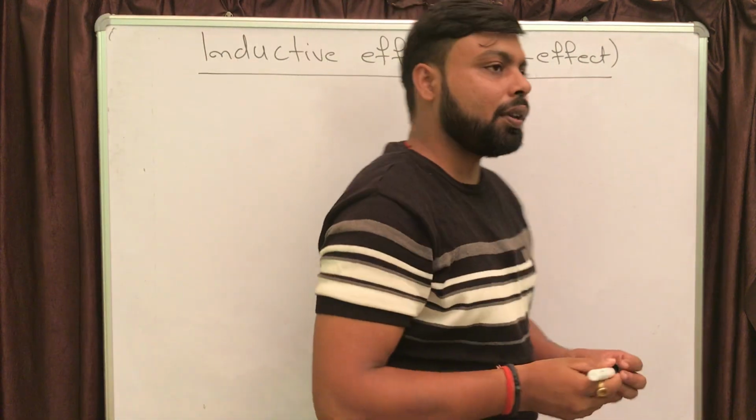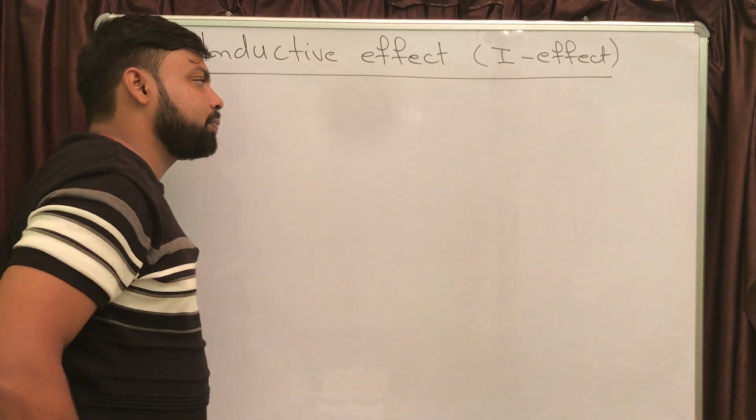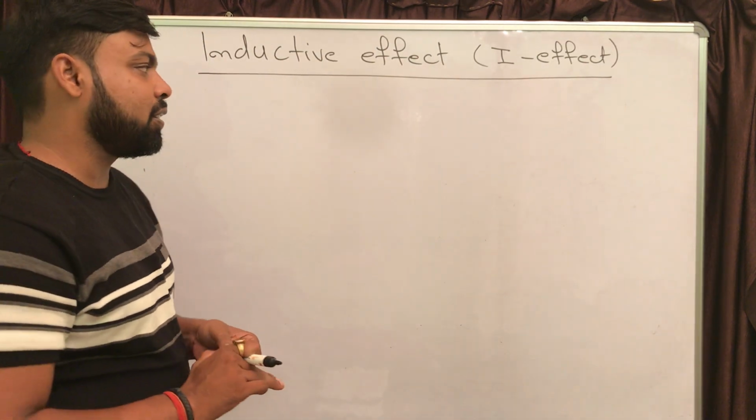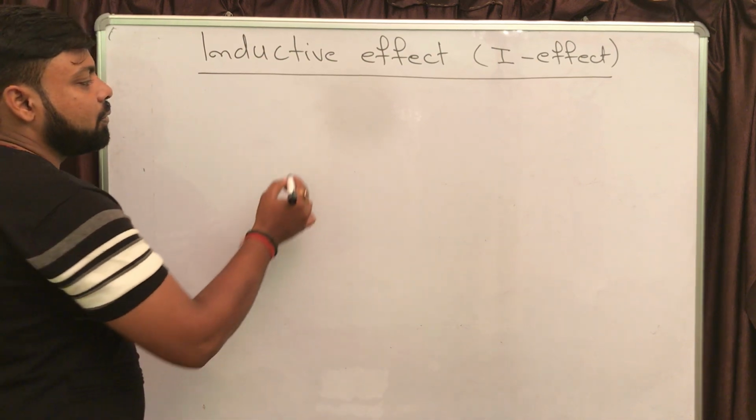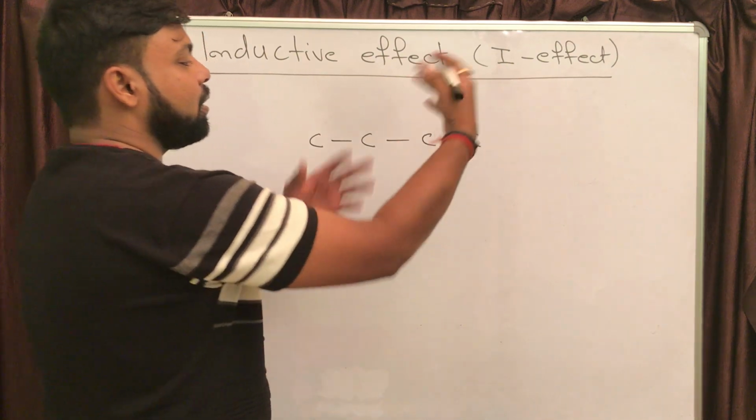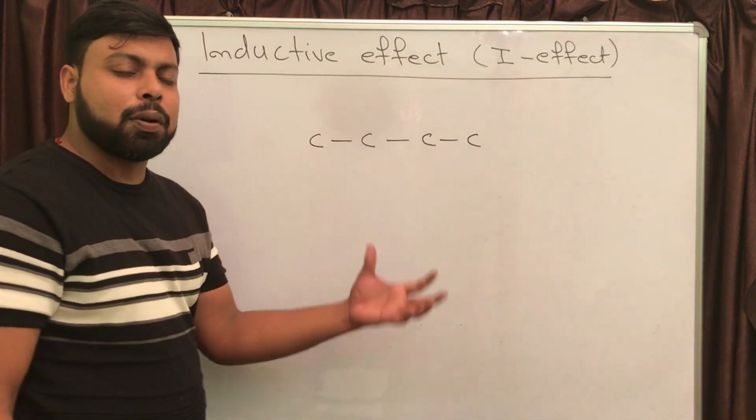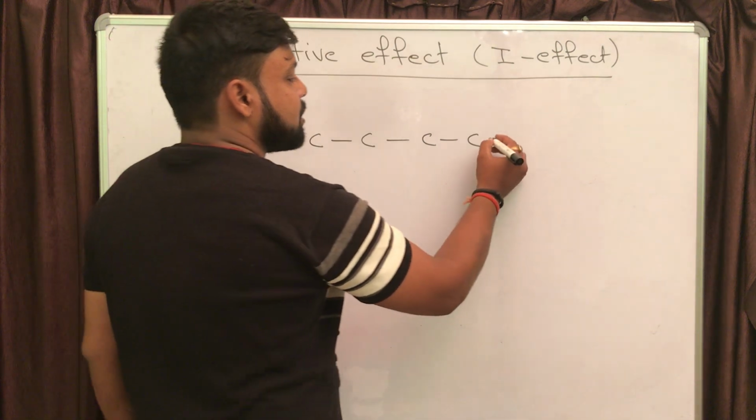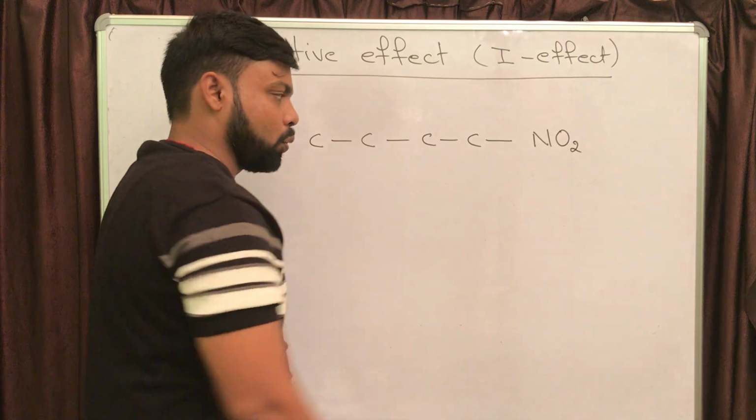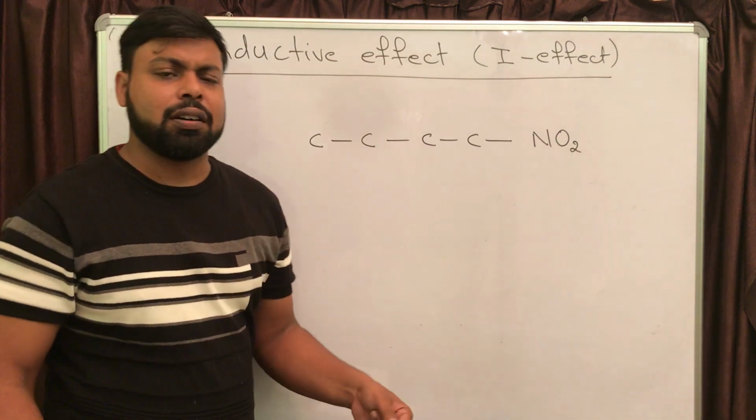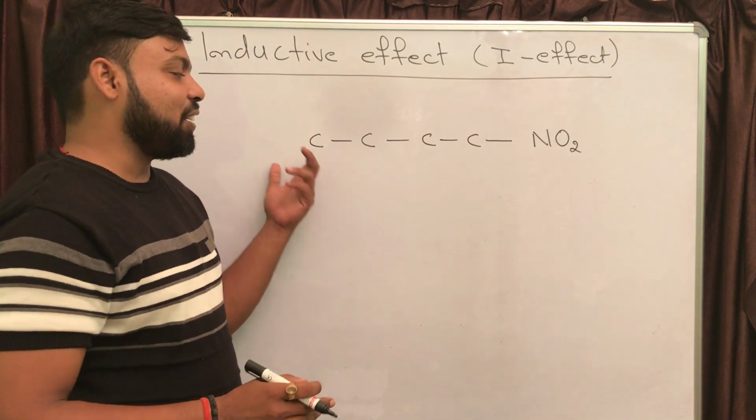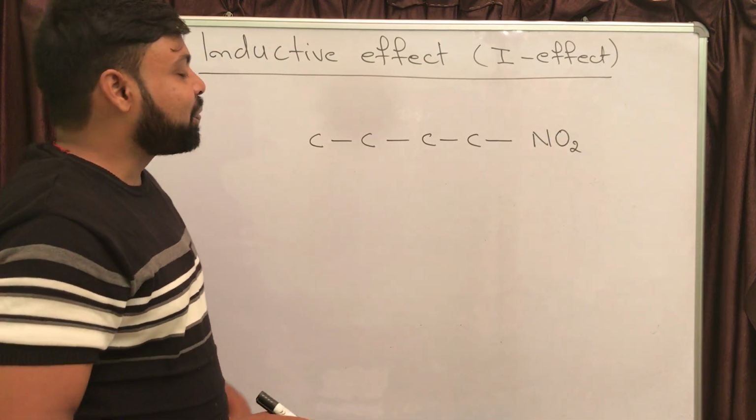Before starting the definition, let us try to understand what the inductive effect actually is. Let us say I have a carbon chain, and then another polarizing group is present. Let's say we have a polarizing group that is NO2, the nitro group. Definitely carbon has 4 valency. I am showing only one. The rest of the valencies are satisfied by hydrogen, right?